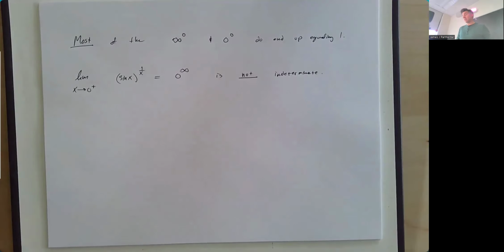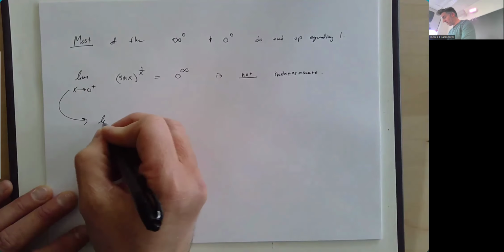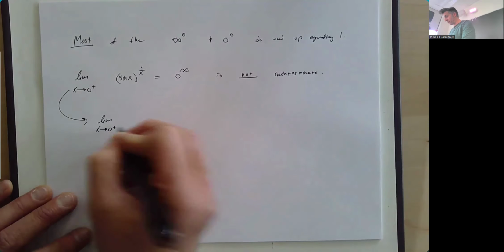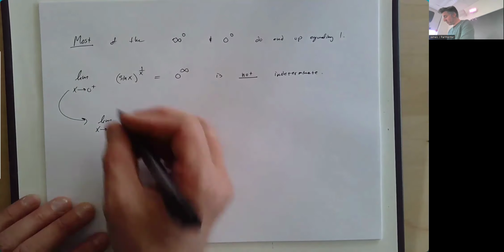So technically, you don't really need to use L'Hopital's rule here. You still can look at it this way. If I want to use L'Hopital's rule, I certainly could. So the limit as x goes to 0 from the right. Well, I should say, I might not end up using L'Hopital's rule. I'm certainly going to rewrite it.